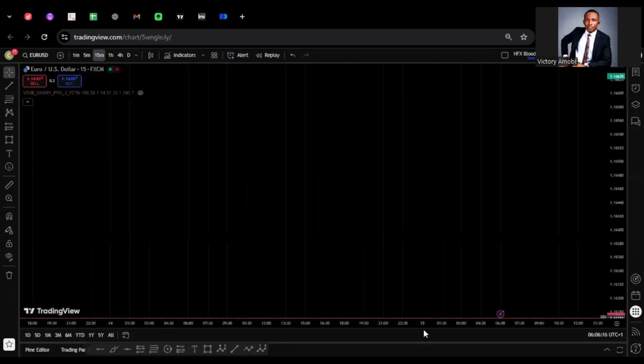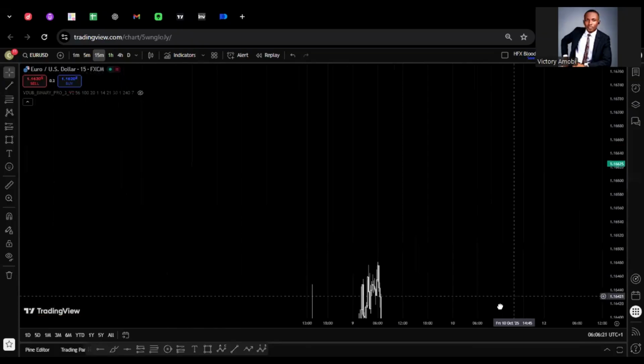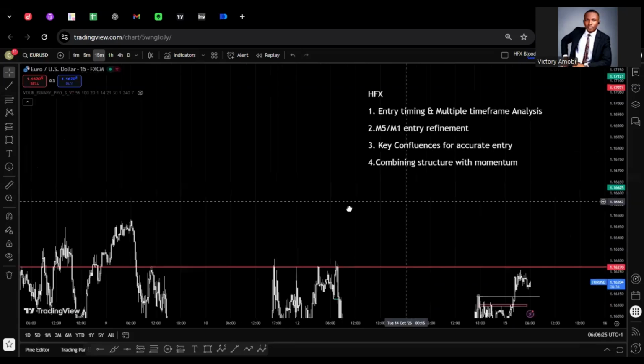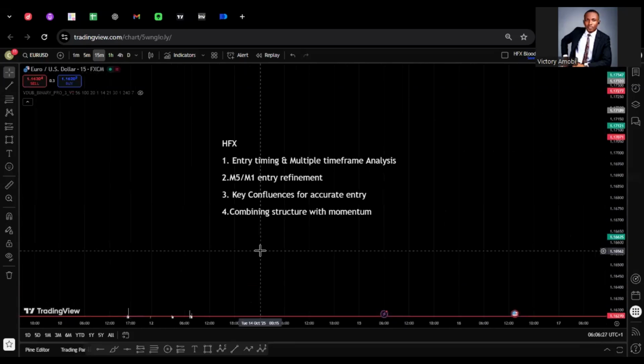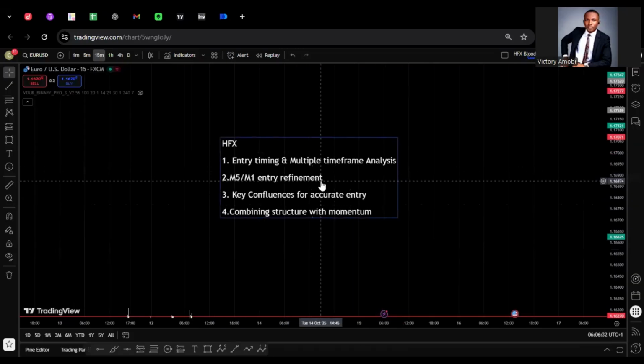So we'll be talking about the stuff I wrote down. Okay. All right. First off, entry timing and multiple time frame analysis. These are the things we want to go through on this session, right?